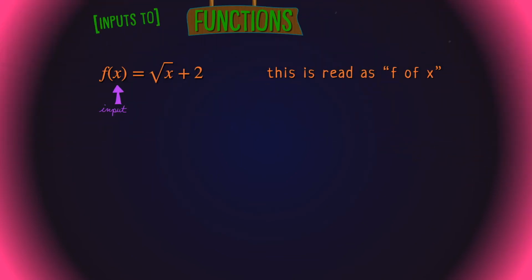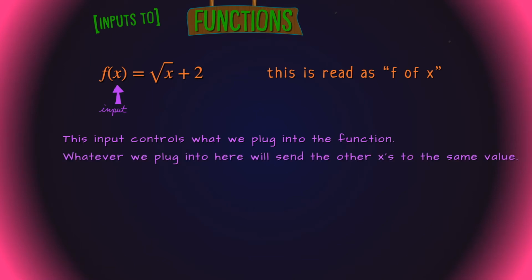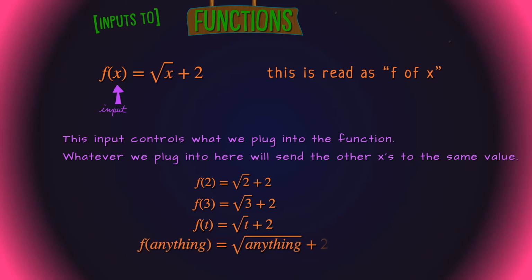So that x, remember, is our input. And that's going to control what we can plug into the function. And whatever we plug into that is going to go on the right side and replace those x's also. So this is just a really convenient way of being able to evaluate functions. Instead of saying evaluate this thing at 2, I can just say f of 2, or f of 3, or f of t. It doesn't just have to be a number, remember. So f of anything, generalized in this case, is the square root of anything plus 2.